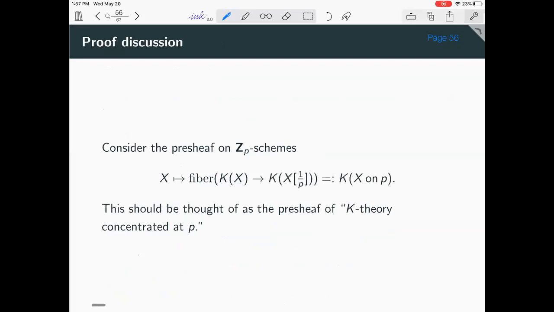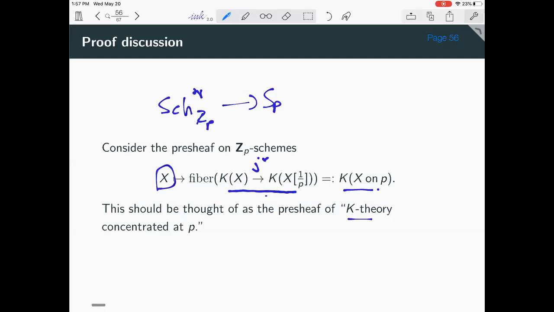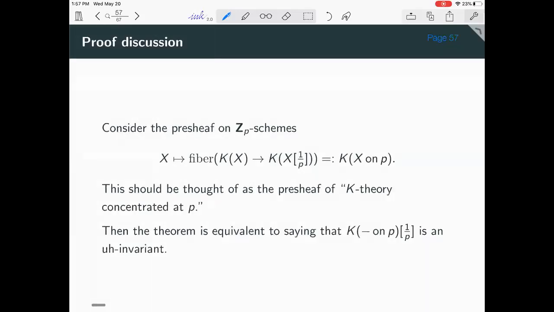Okay, so here's the proof discussion. As is always the case, if you're trying to measure some difference, you take some fiber. So we look at the presheaf that goes from schemes over Z_p into spectra that sends X to the fiber of the map from K(X) to K(X[1/p]). You should think about this as K(X on p), namely the part of K-theory of X which is concentrated in characteristic p. That's a bad part of K-theory maybe. That's a presheaf. And the theorem is equivalent to saying that this thing is universal homeomorphism invariant.